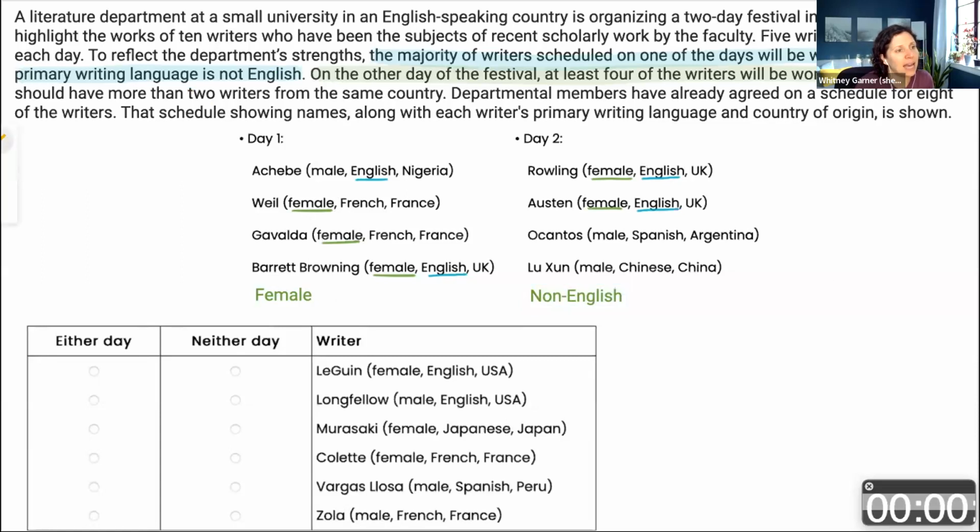It says neither day should have more than 2 writers from the same country. Well, I've already got 2 writers from France. So I can't have female. So this is female, not France. And then in this day, I've got 2 from the UK. So this one is not English, not UK. So I can't have a 3rd person.